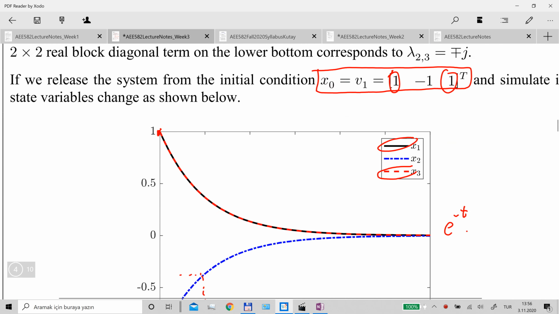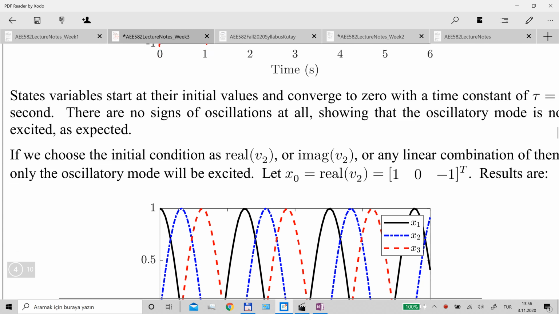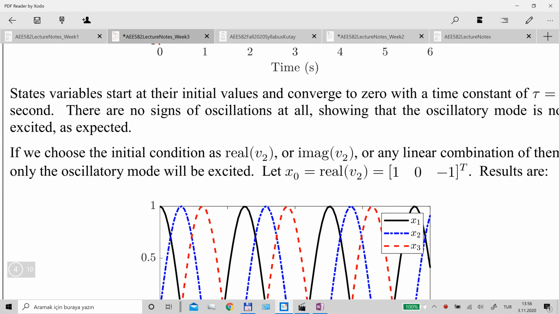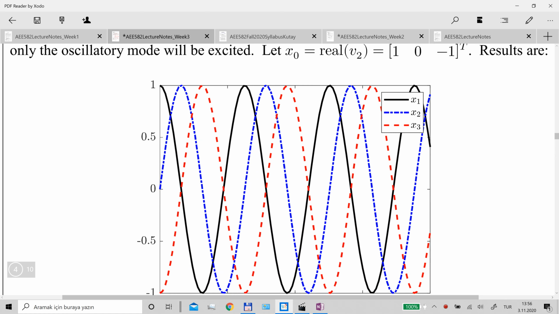Let me also show you the results of that one as well. I just choose the initial condition to be this vector, and the results are here.